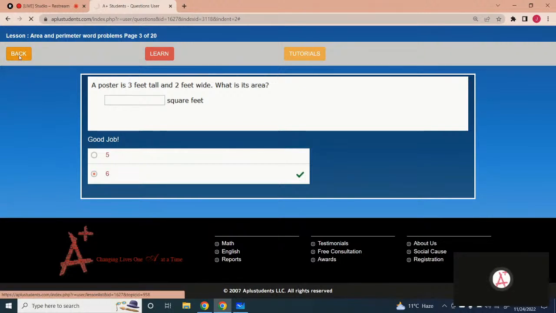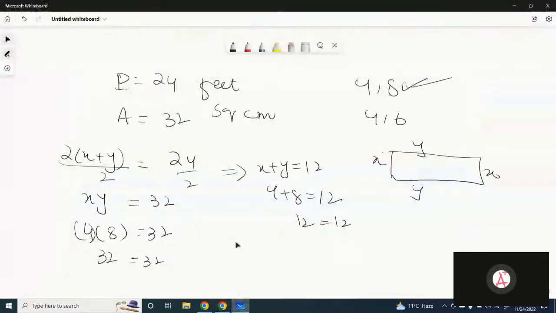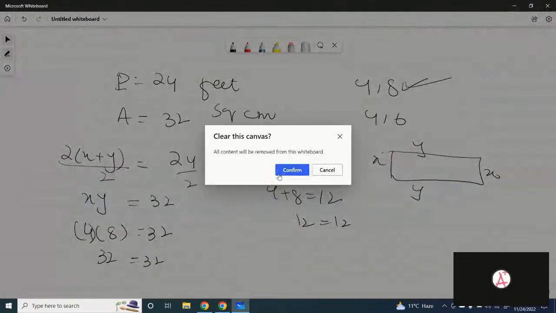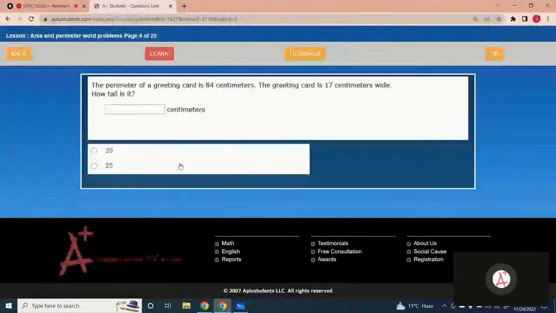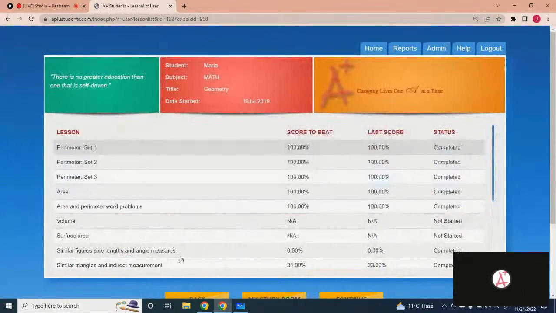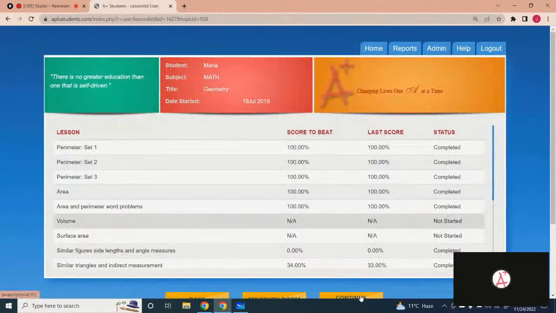Let me just move on to the next topic. The next topic is volume. Let's start with the next topic, which is from the same chapter, geometry, and the topic name is volume.